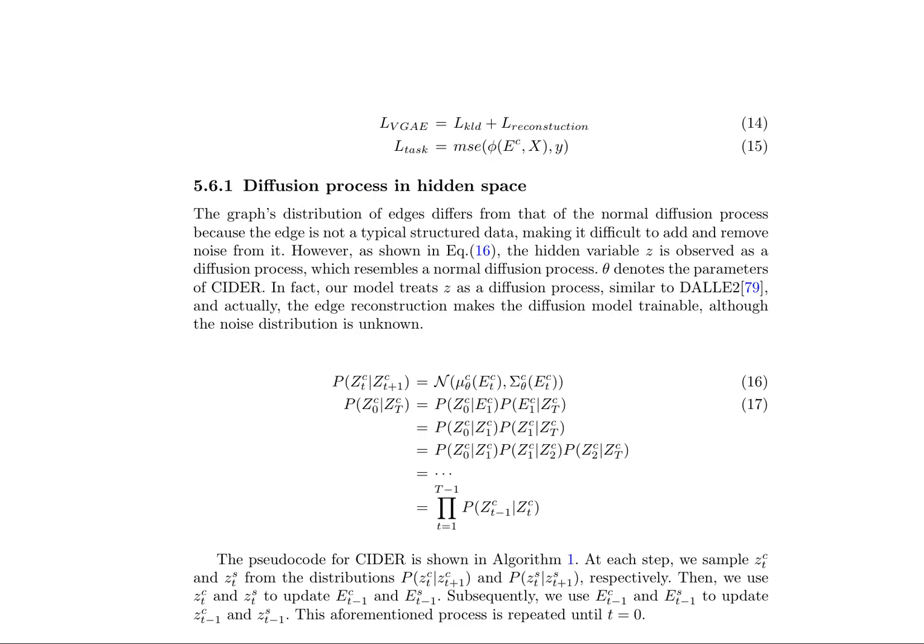The CIDER model integrates a graph autoencoder with a diffusion process in the hidden space to infer causal relationships between genes and cell types from single-cell RNA sequencing data. The graph autoencoder consists of a reconstruction loss term and a KL divergence term, combined to form the overall loss function. Additionally, a task-specific loss term is defined as the mean squared error between predicted and actual labels.